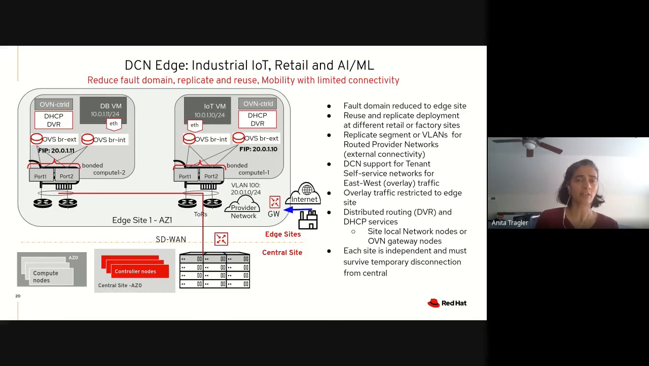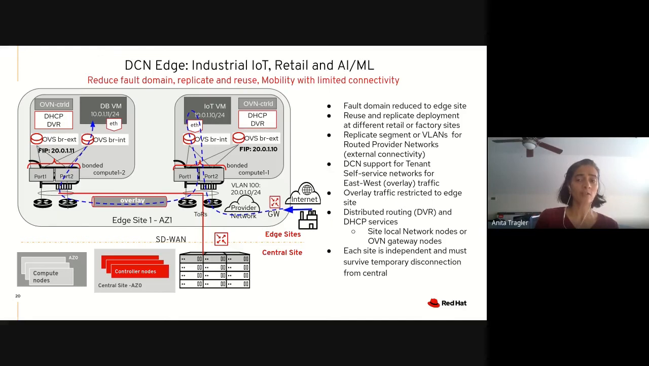Take a look at our deployment here. We have a routed provider network with a VLAN at this site, and then we have floating IPs for our instances identified, and we have two instances here. We have an IoT VM on one node and a database VM on another node, and traffic coming in from the edge side, from the retail side, needs to go to the IoT VM, which in turn will pass data to the database VMs with some east-west traffic. So we have north-south traffic coming in and east-west traffic going over an overlay between IoT and DB VMs.